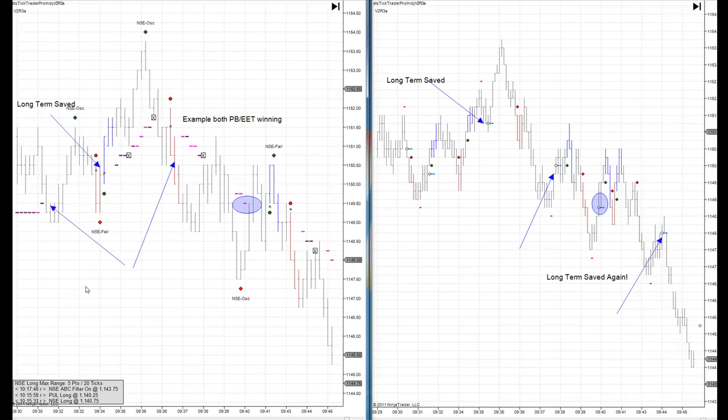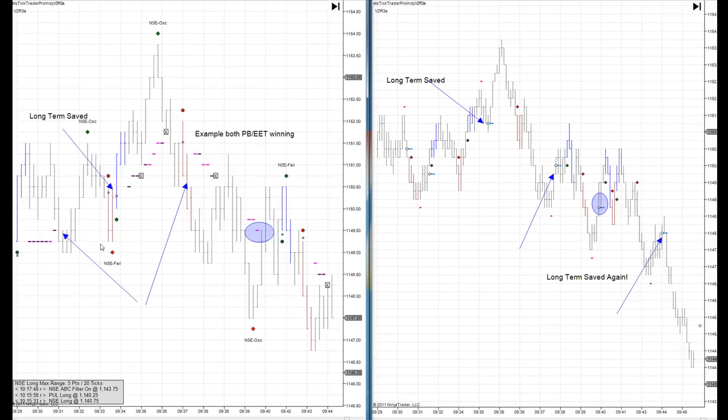Okay, so a lot of things in here. In just 15 minutes of the day, we had 1, 2, 3, 4, 5, 6, 7 winners in 15 minutes. And that long-term filter, if it wasn't there, we could easily have lost on this trade, lost on this trade, lost on this trade. So that long-term filter is very important.